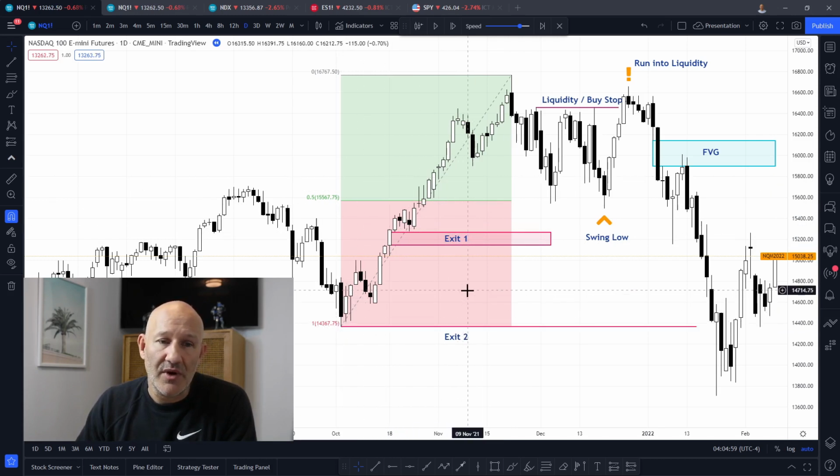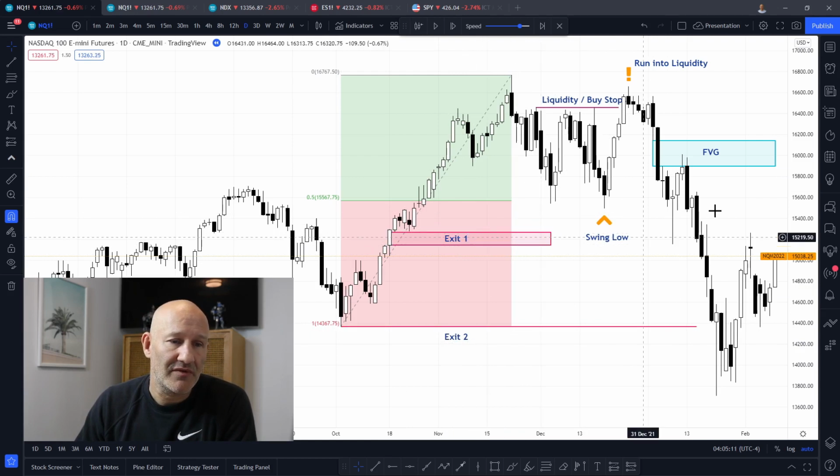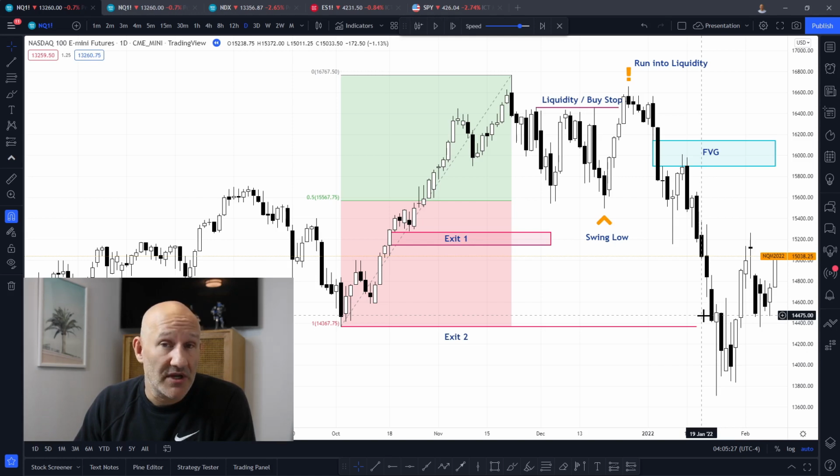So if we were in this trade, we'd be looking to take potentially partial profits at this first exit point, and then remaining profits at exit 2. So that's just a personal preference. You could obviously take all your profits here or hold out for the bigger move down here once the market trades back into this sell side liquidity down here. So that's how we would manage this setup on a daily basis.